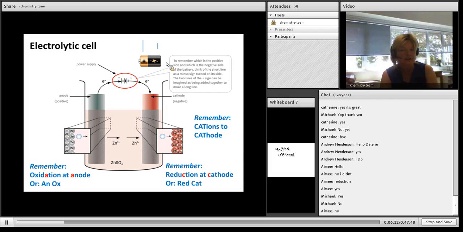So the important thing is there are still the two rods, the two electrodes, like we saw last week. We still have the reduction happening at the cathode and the oxidation happening at the anode, but we have an electrical supply. What else is different?